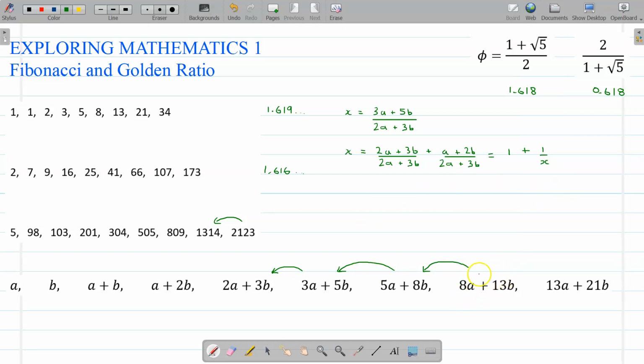Let's suppose we went much further up and did these 2 here. So we're now saying let's consider the case further up the chain when x equals, let's go right to the end one here, 13a plus 21b. So now I'm looking at this division here, 13a plus 21b over 8a plus 13b.